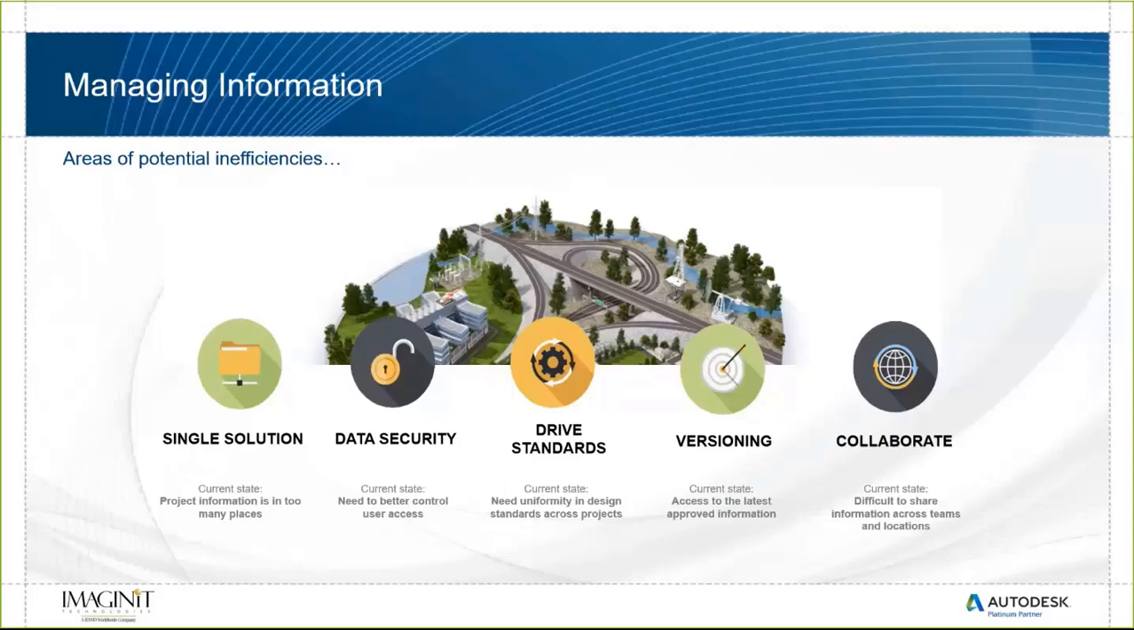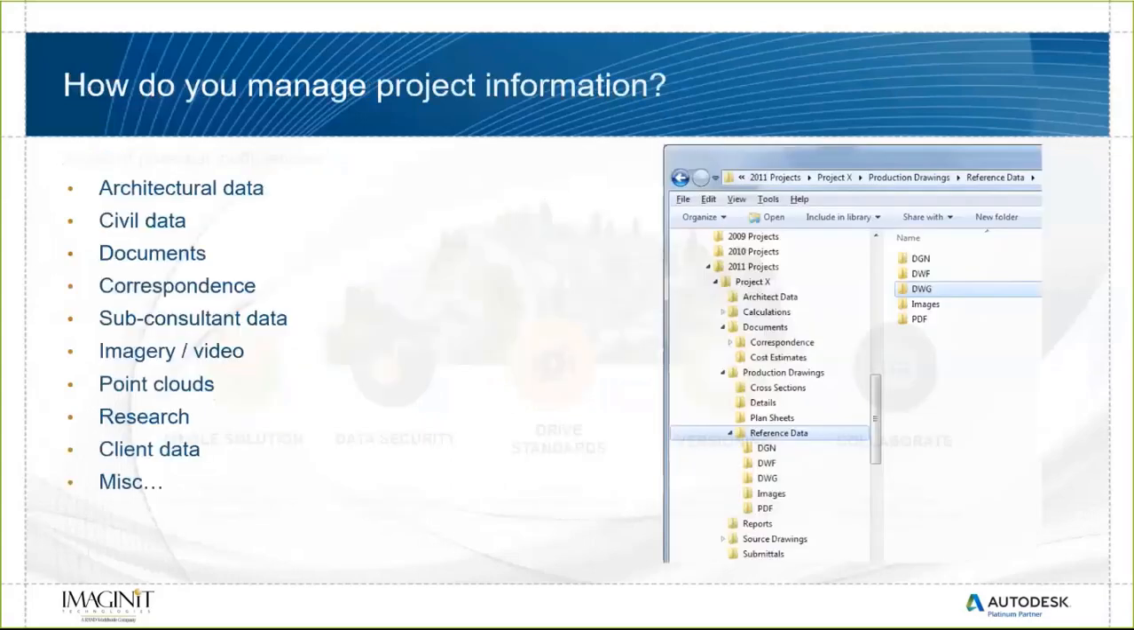And then, as I mentioned, just how to collaborate. How do you share information across disparate project teams, multiple companies, multiple geographic locations, could be multiple continents involved. So these are the areas when we think of managing information that we found are the areas for potential inefficiencies. So let's think about project information first.